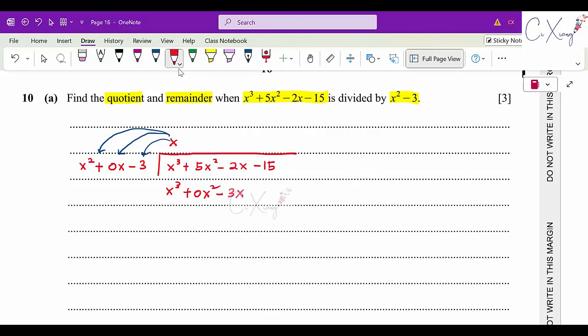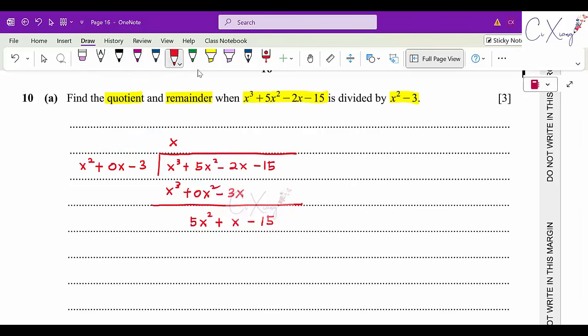Okay, and after that, continue. You take the term on top minus the term at the bottom. So 3x power 3 minus x power 3 becomes 0. 5x squared minus 0x squared gives 5x squared. Negative 2x minus negative 3x gives x. Then bring the 15 downwards.